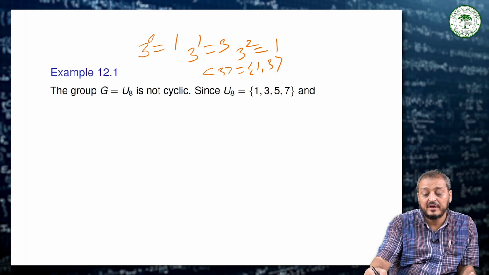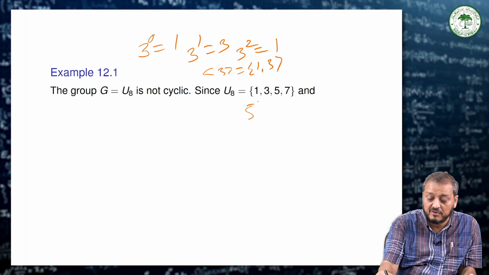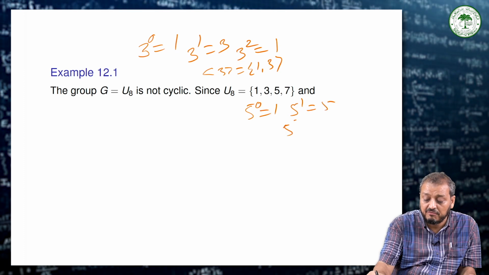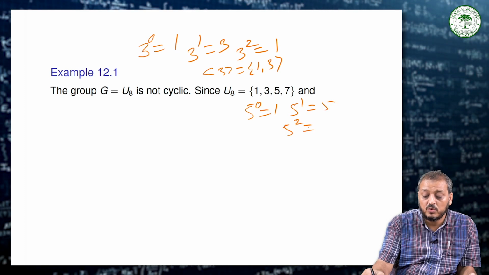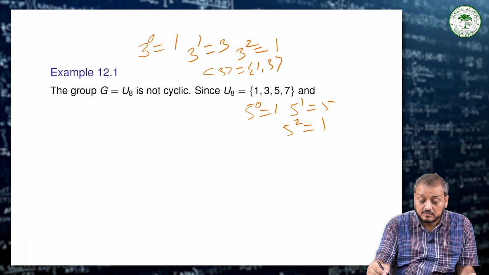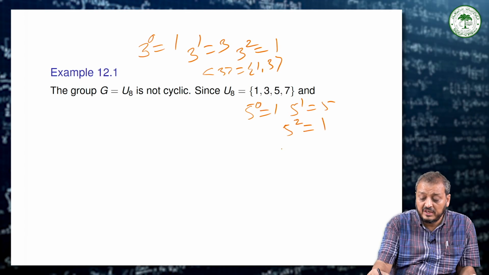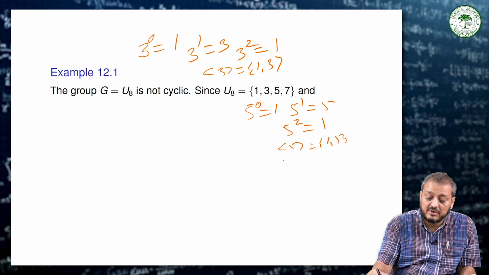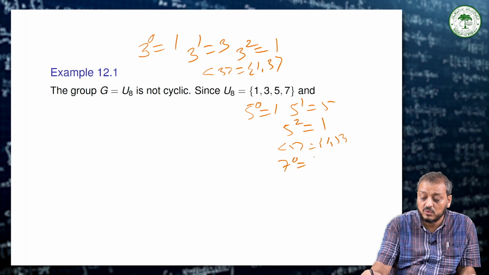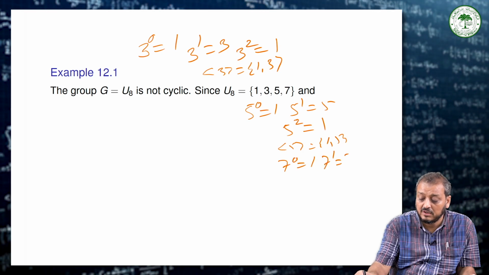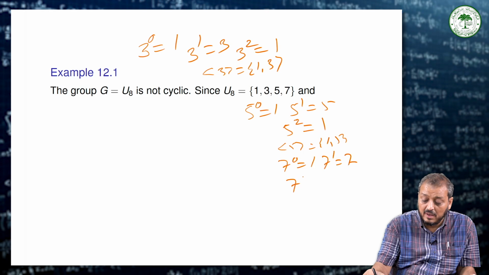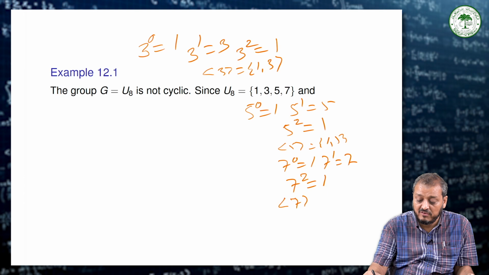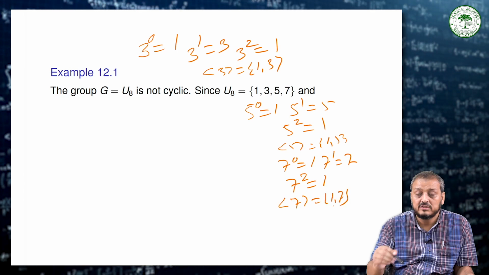Let us try another element, 5. 5 to the power 0 is 1, 5 to the power 1 is 5, then 5 to the power 2 is again 1. So the subgroup generated by 5 is {1, 5}. Similarly, 7 to the power 0 is 1, 7 to the power 1 is 7, and 7 to the power 2 is again 1. So the subgroup generated by 7 is only {1, 7}.